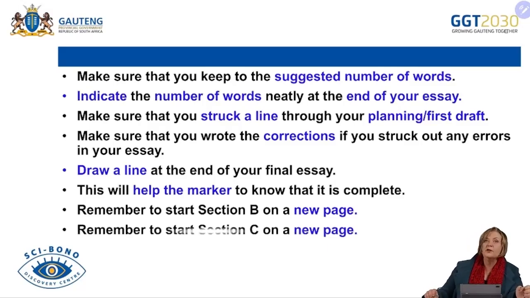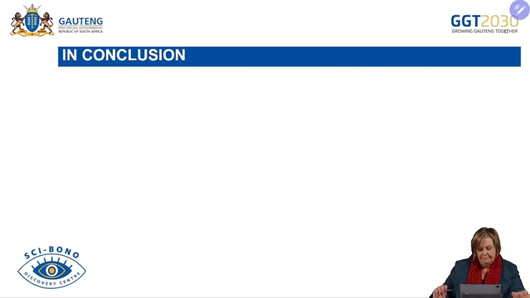Very often, section C will also be marked by a different marker. So remember to start section C on a new page. Even if there are 2 lines left of the previous one, it doesn't matter. If you want to save paper, plant a tree. But in exams, use the paper that you have available. And try not to skip pages. Markers do check, but make sure that you have written properly.